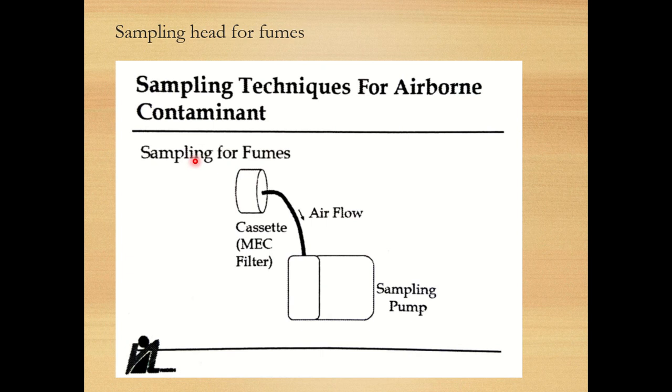Okay, this is the sampling head for fume. Similarly, we have a cassette as holder and we have an MCE filter inside this holder, and the air will flow through the tubing and go out through the sampling pump.